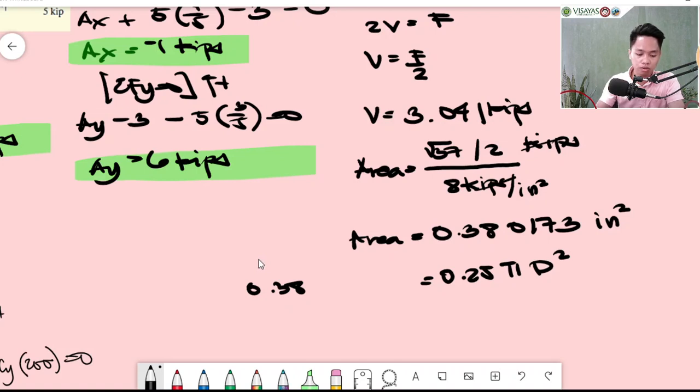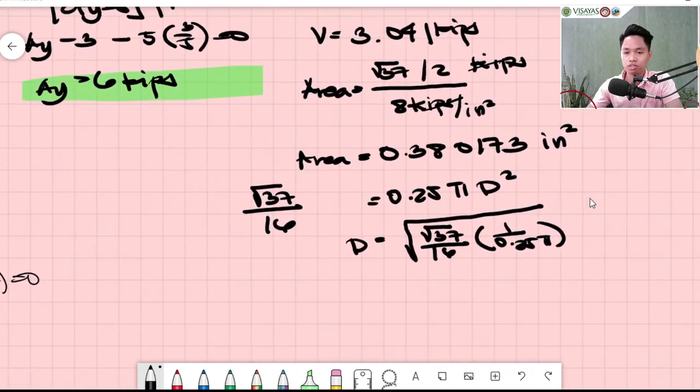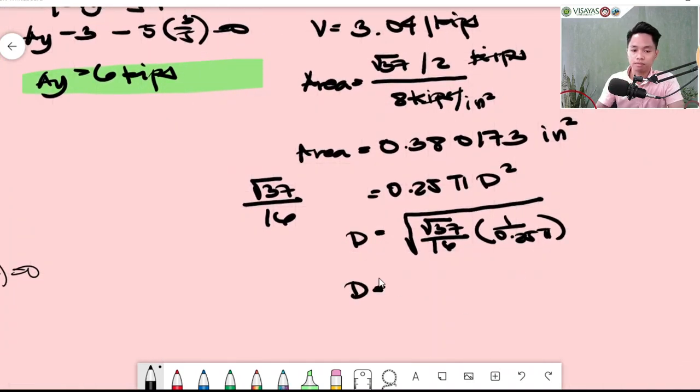Alright, ako na lang gamitin ang whole value. The whole value is equal to the square root of 37 over 16, and that is equal to 0.25 pi d squared. So, therefore, we can now solve your diameter by solving the square root of 37 over 16 times 1 over 0.25 pi. Manipulate lang, alright? We are just going to manipulate the equation. Therefore, what is our diameter?